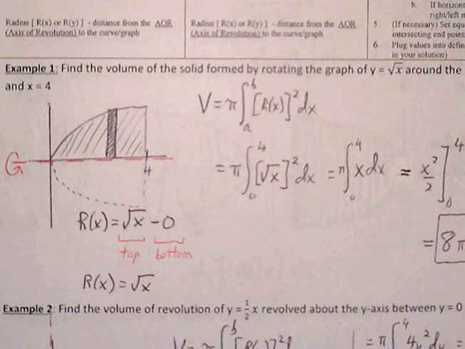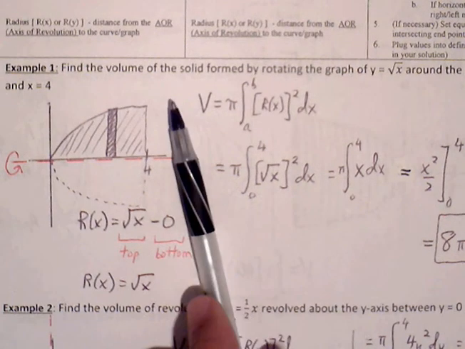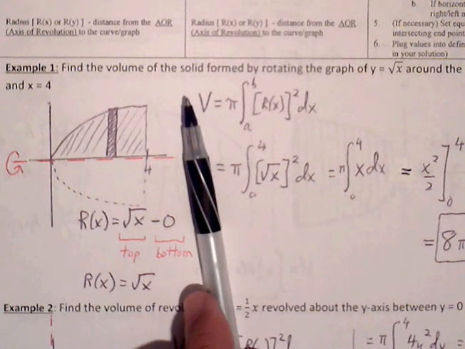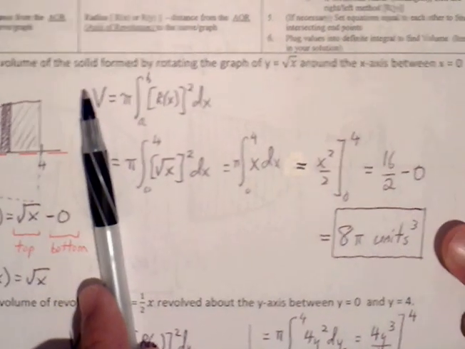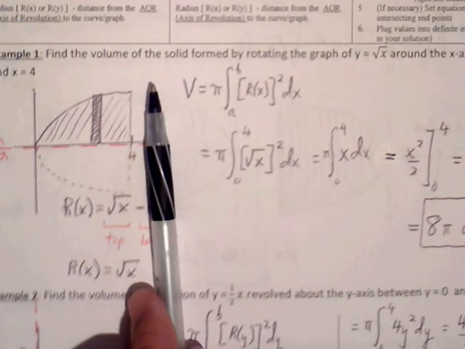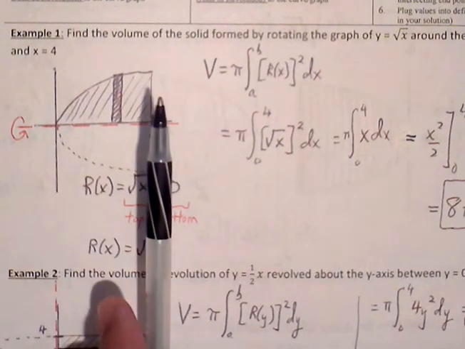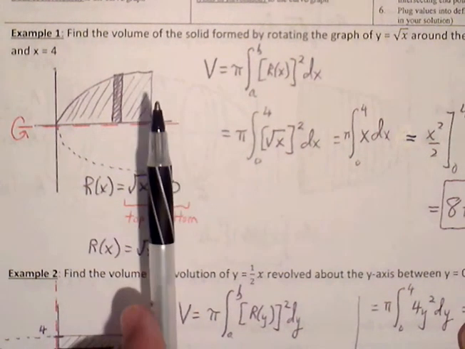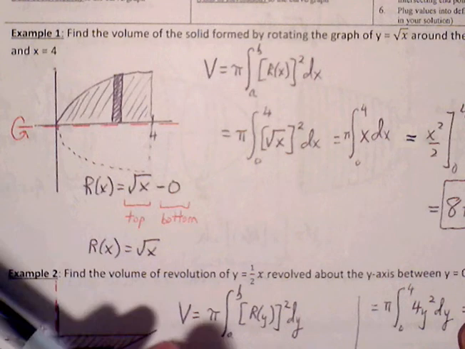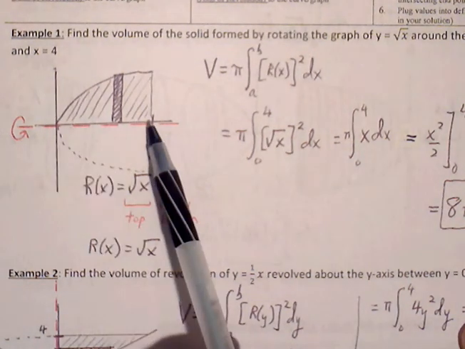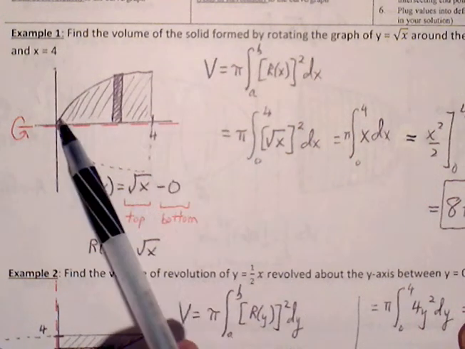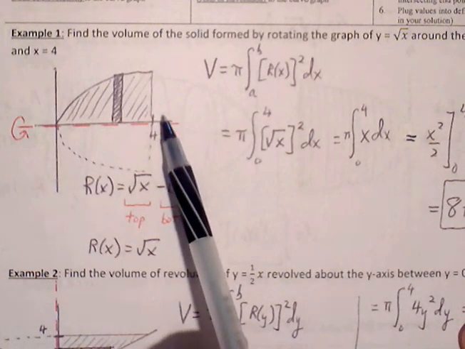So example 1, find the volume of the solid formed by rotating the graph y equals square root of x around the x-axis between x equals 0 and x equals 4. So we first want to find where our shaded region is. So we have our square root of x graph. We have the x-axis, x equals 0 and x equals 4.